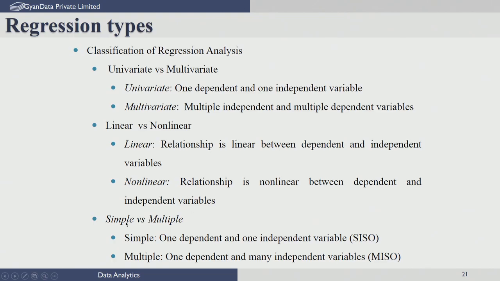We could also classify regression as simple versus multiple. Simple regression is the case of a single dependent and single independent variable, also called the SISO system, and multiple linear regression is the case when we have one dependent variable and many independent variables, or what is called the MISO case, multiple input single output. So, these are various ways of denoting the regression problem. We will always look at the simplest problem to start with, which is simple linear regression, which consists of only one independent and one dependent variable, and analyze it thoroughly.